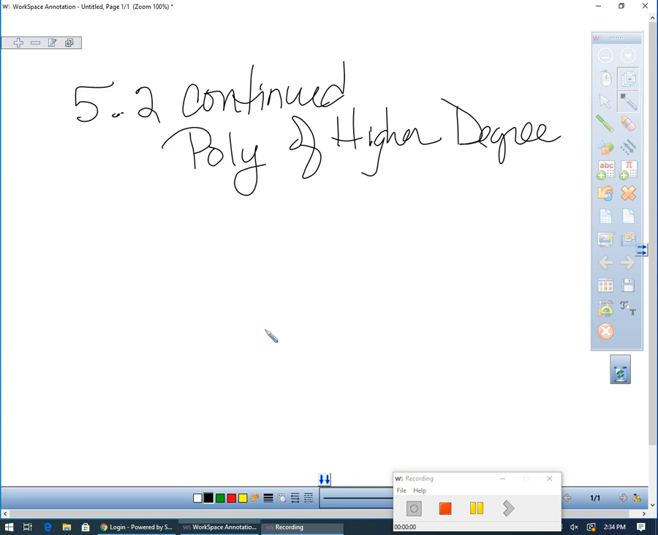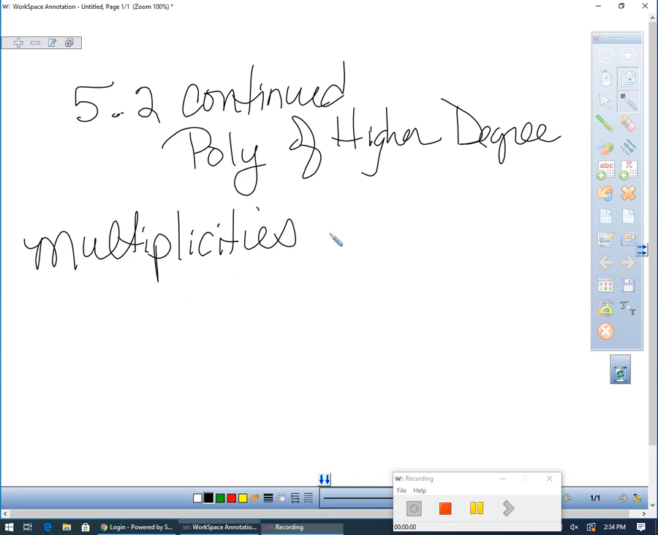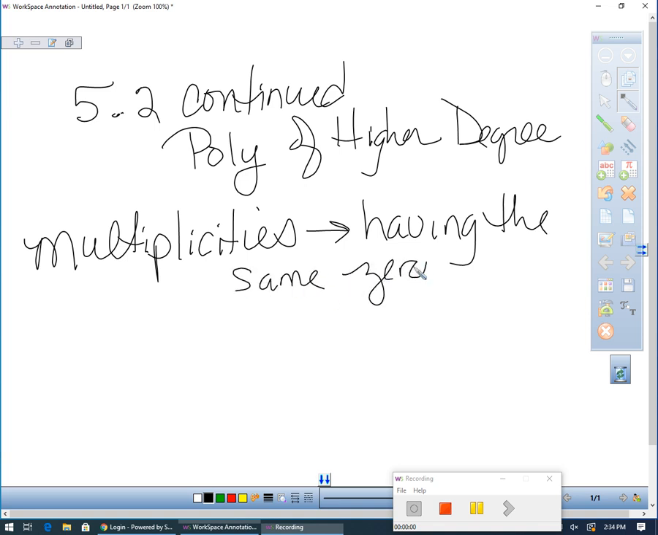Well, the first thing I want to talk about is what we call multiplicities. Multiplicities are simply having the same zero solution multiple times.